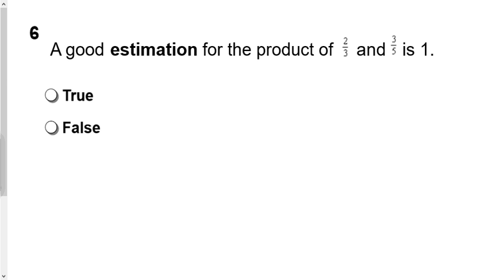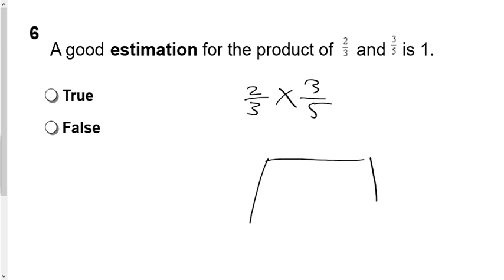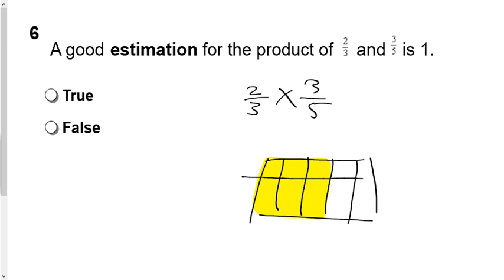Question number 6 is a good estimation for the product of 2/3 and 3/5 is 1. So again, 2/3 of 3/5. If I think about that picture again, it's the exact same question I had before. So there is 3/5. And if I'm only going to take 2/3 of those 3/5, that's 1/3, that's 2/3. Well, 2/3 of 3/5 is going to be less than 3/5, because I don't get all of it. I only get 2/3 of the 3/5.